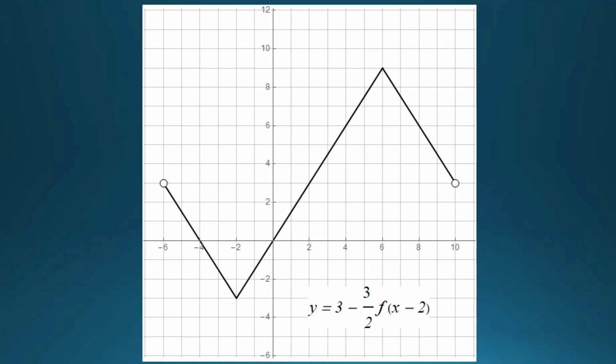This is one way of expressing this right here. You could also write it a little bit differently depending on where you want to put the 3, the vertical shift. So once again, we have a vertical shift of 3 units. We have a reflection. We scaled it vertically by a factor of 1.5, otherwise known as 3/2. And we translated 2 units to the right.